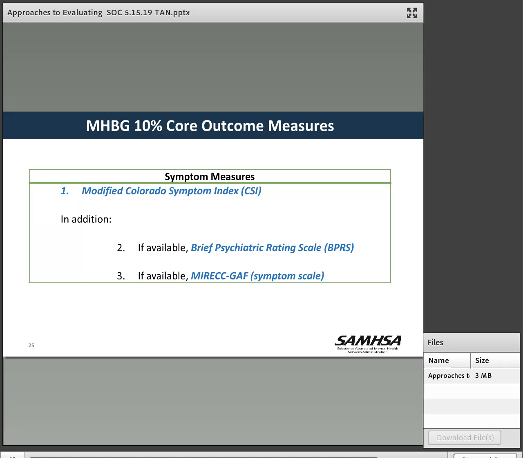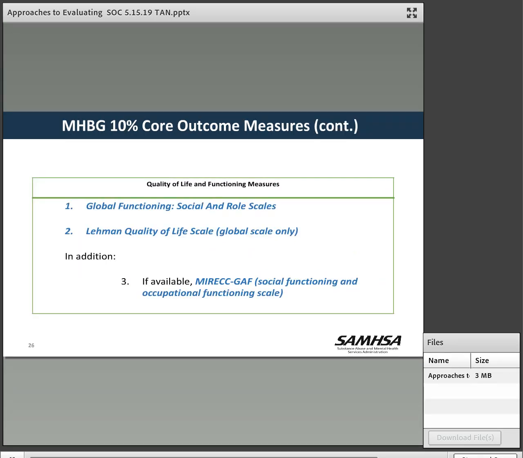These are our core outcome measures. If you're looking for outcome measures for early psychosis, these are the ones we selected with the sites that we work with. They are all implementing these. There's a modified Colorado Symptom Index, which is the core measure we use. It's relatively brief and it's a set of symptoms related to mental health and psychosis. If folks are available, there's the Brief Psychiatric Rating Scale, which is also very short, and the Mirrick GAP, which is actually a single item symptom scale.